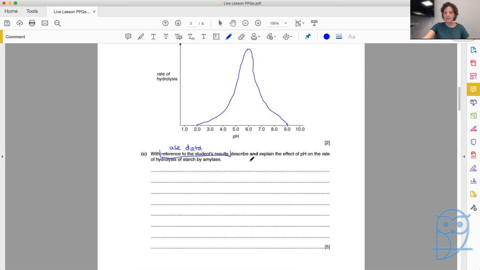Describe and explain. Oh, and look, they put it in bold. So we have to both describe and explain. We cannot get full marks with just a description. We cannot get full marks with just an explanation. We have to do both.